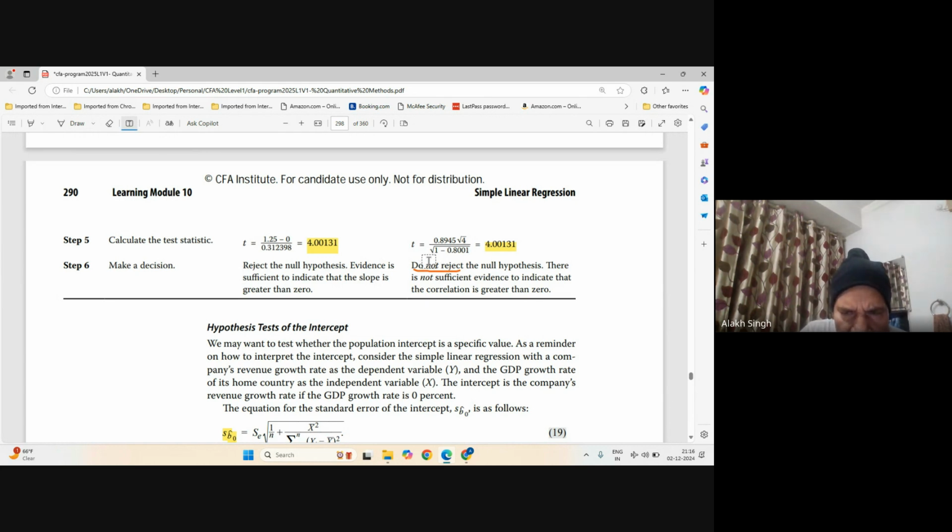Reject the null hypothesis. Why not cut only this? It should not be this only. Yeah, reject the null hypothesis. That is the correct answer.